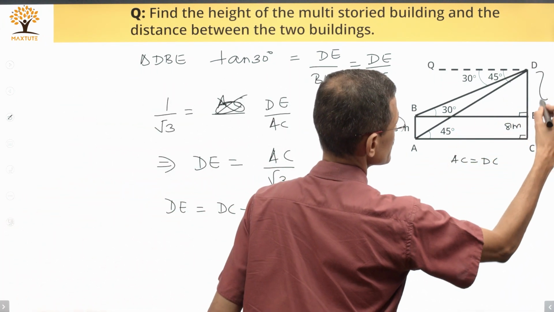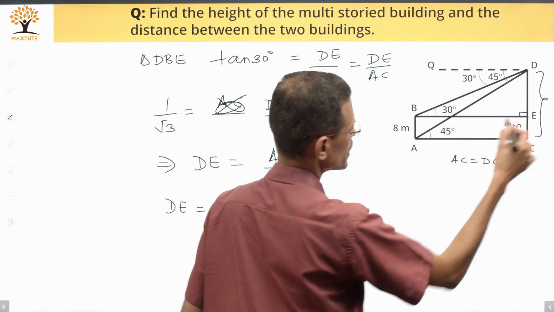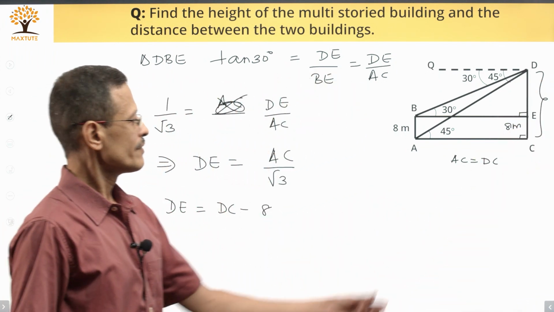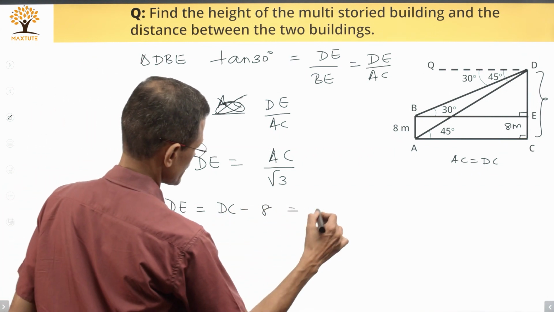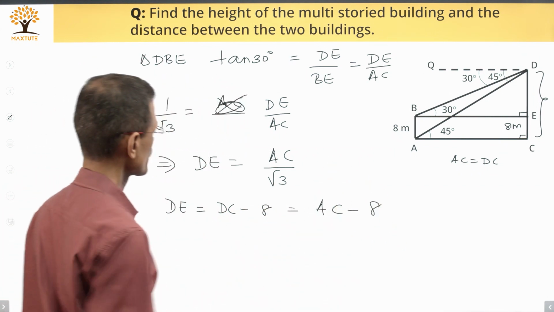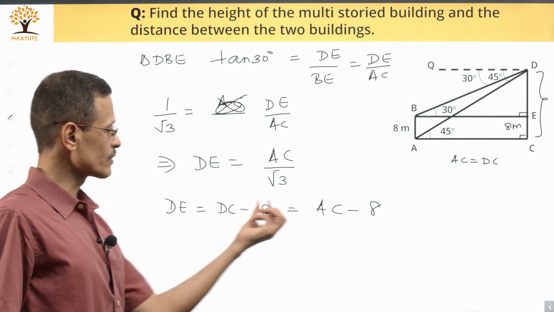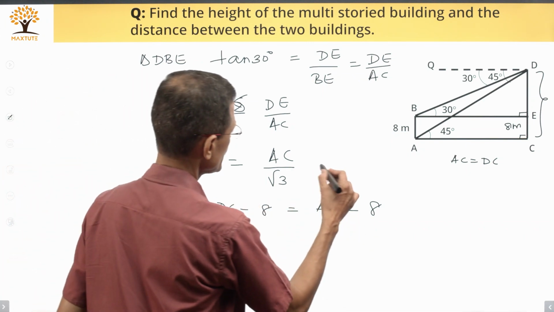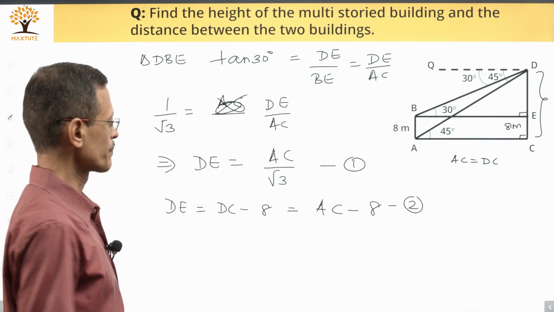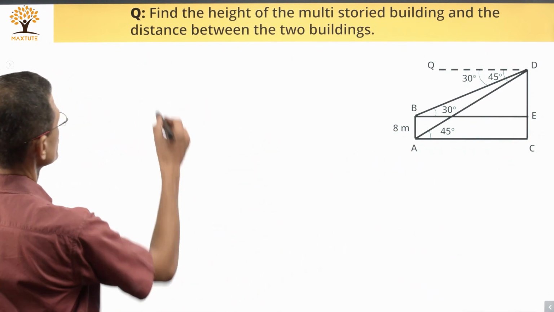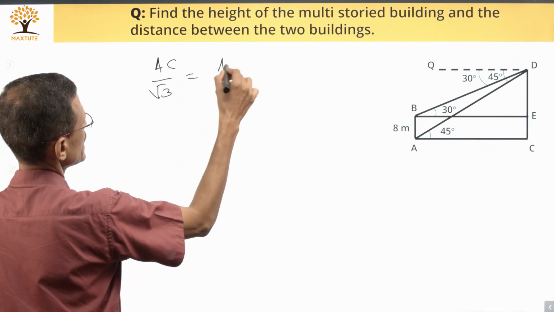This entire length is DC, of which CE is equal to 8, which means DE is equal to DC minus 8. We already know DC is equal to AC, so we can write this as AC minus 8. So DE is equal to AC by root 3. Now we know that DE is equal to AC minus 8. So we're going to be equating both of these equations to find the value of AC, and we have the answer to the question. So essentially AC divided by root 3 is equal to AC minus 8.